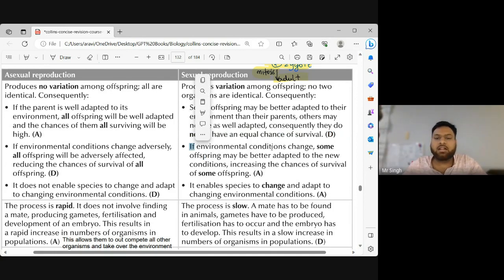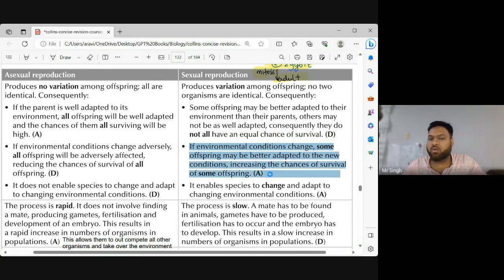So if the environmental conditions change, some offspring may be better adapted to the new conditions, which increases the survival of some offspring. So let me look at this example again, right? Short people and tall people.